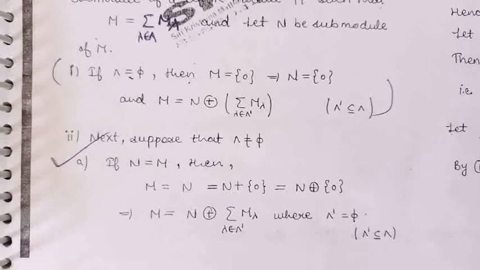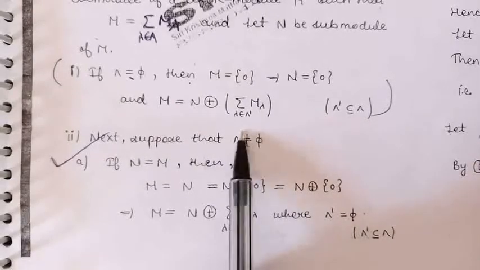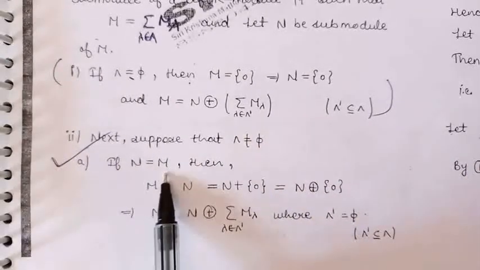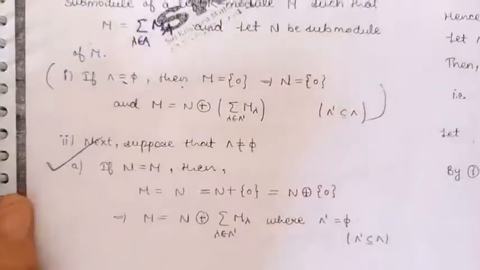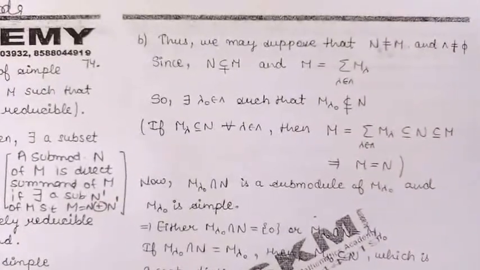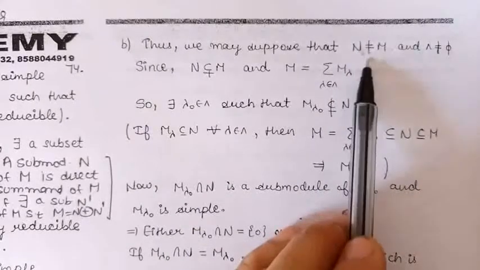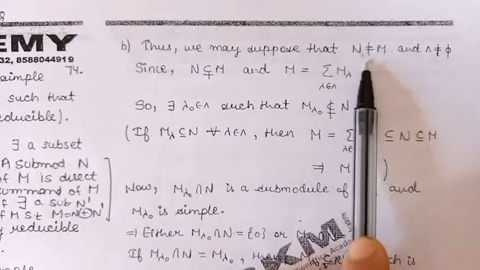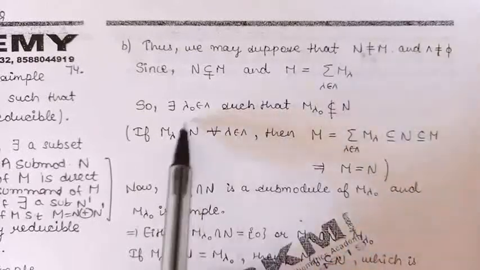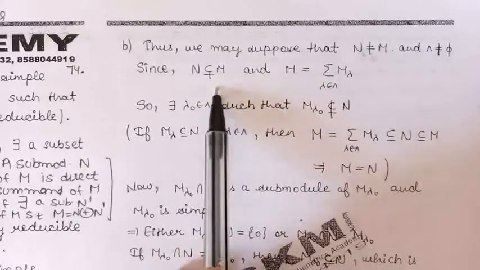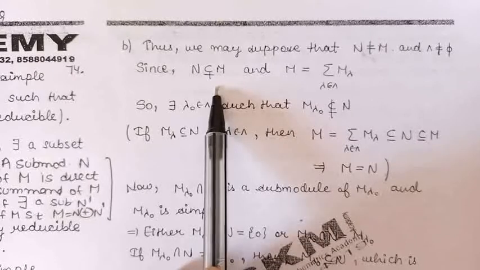So now we will discuss the case when this family is non-empty and N is not equal to M. Now here we have taken N not equal to M. Now because N is a submodule of M and N is not equal to M, we can say that N is properly contained in M.